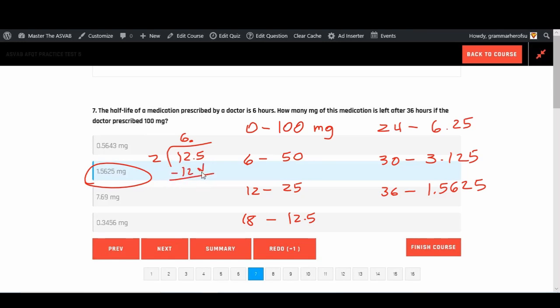So there's no remainder. We drop down this 5. How many times does 2 go into 5 without going over? 2 goes into 5 2 times. 2 times 2 is 4. 5 minus 4 is 1. How many times does 2 go into 1? It doesn't. We have to add a 0. How many times does 2 go into 10? 5 times. 2 times 5 is 10. So there is no remainder. Okay? Again, either way, you can get the right answer as long as you understand that half-life means that after a certain amount of time, in this case it's 6 hours, the medication is basically cut in half. Okay?